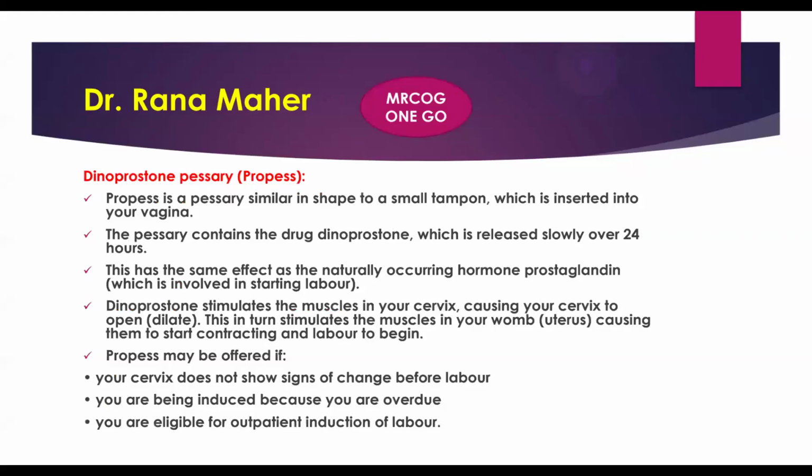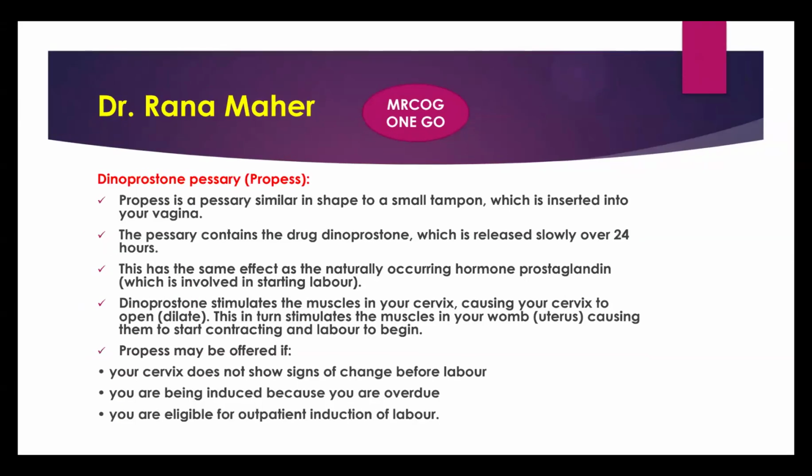The dinoprostone, or the Propass, is a pessary. It's like a small tampon we would insert in your frontal passage, and it's a suitable option if the patient chooses to go home. We may offer this Propass if the neck of the womb does not show signs of change before labor. If the patient is overdue or eligible for outpatient induction, we can offer the dinoprostone or the Propass.